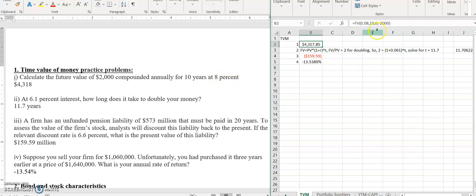8% is your rate of return, 10 is the number of periods, 0 is the payment because there are no intervening payments, and minus 2000 is your PV, and it's a negative sign because you're investing that money at time 0. Investing means money is going out of your bank account, so that's a negative number. Okay, and your future value will be 4317.